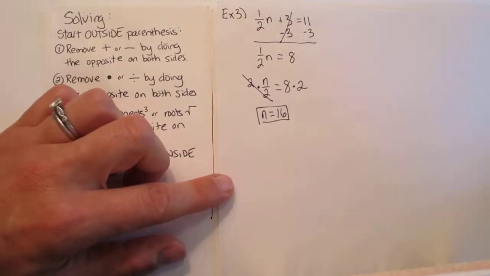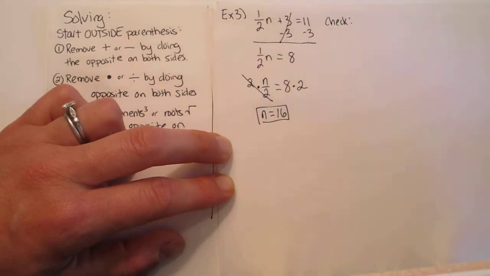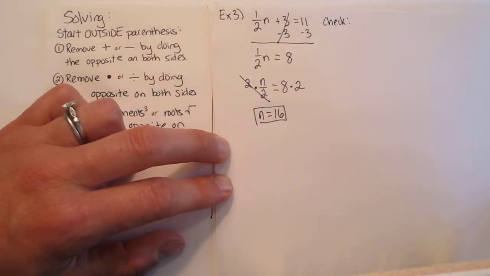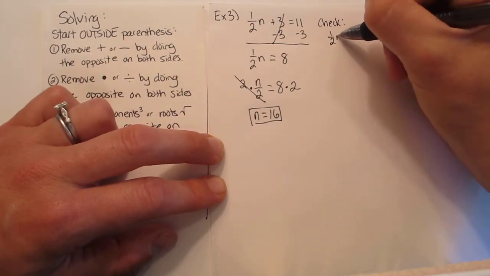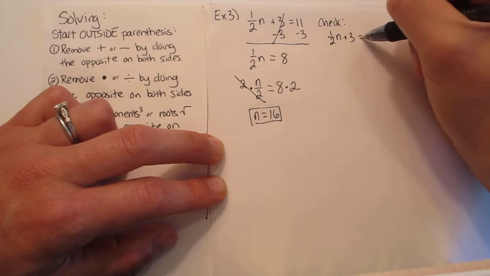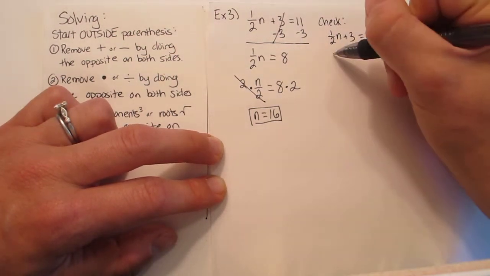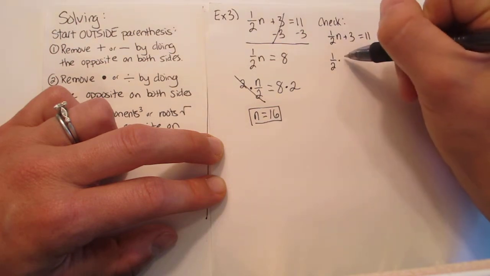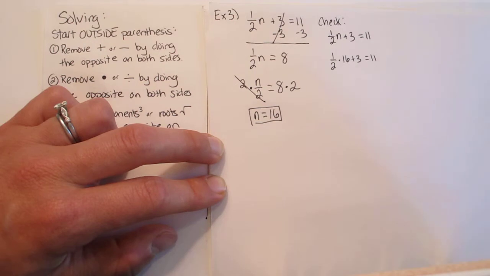So that's it. I am going to show you how to do the check because sometimes with fractions we're nervous about checking. So I'm going to write down my original equation, 1/2 n plus 3 equals 11, and I'm just going to replace the n with 16. So I get 1/2 times 16 plus 3 equals 11.